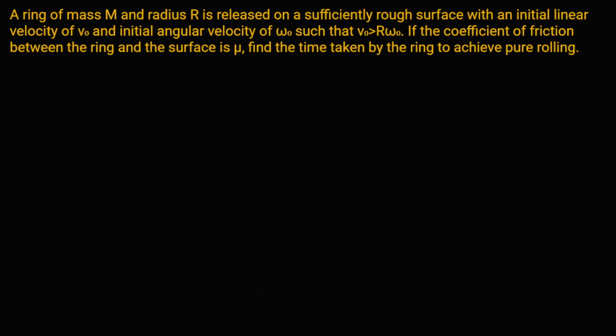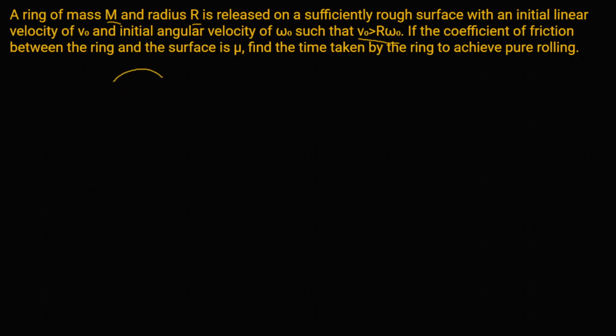Today we are going to solve this question. There's a ring of mass m and radius r, and it is released on a sufficiently rough surface with initial linear velocity of v naught and angular velocity of omega naught, such that v naught is more than r omega naught. So let us see what they mean by this thing.